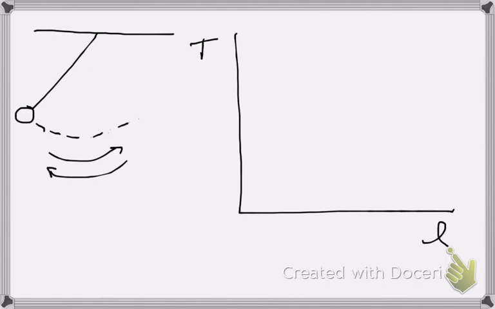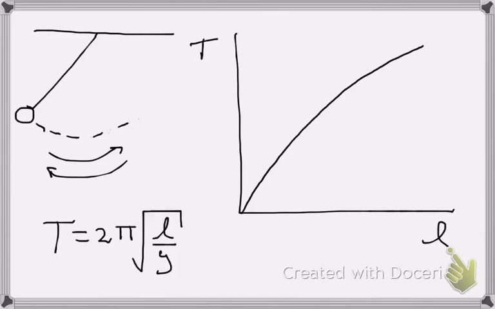If I change the length of the string, you may remember from the beginning of the year that if you make the length of the string longer, then the period will also be longer. But it's not a direct relationship, so it's something kind of strange, and is given by this equation. So 2 pi times the square root of the length of the string divided by g, and that g is the acceleration of gravity. So you can change the period of a pendulum by either changing the planet that you're on or changing the length of the string. So those are our two things that we can change.